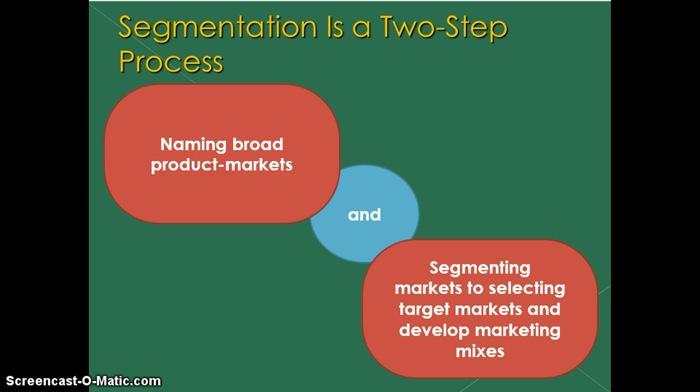So the first part was the naming broad product markets or disaggregating. Second part is then going to be the segmenting aspect of it, which I was talking about earlier.